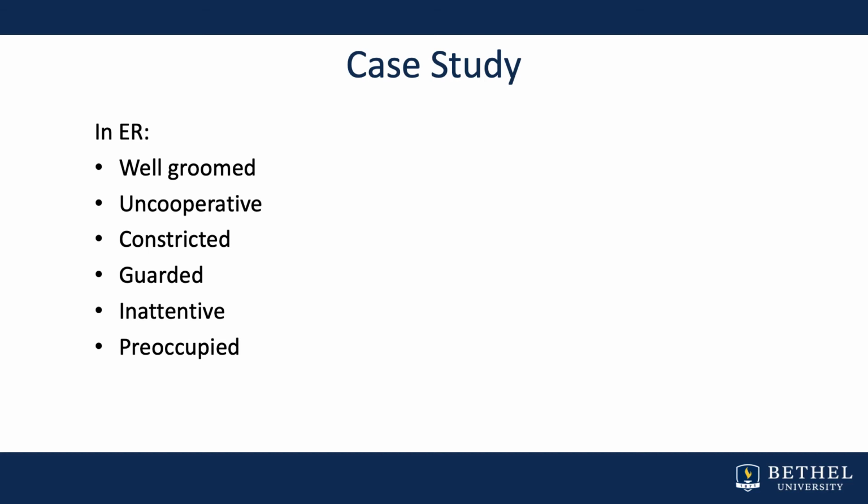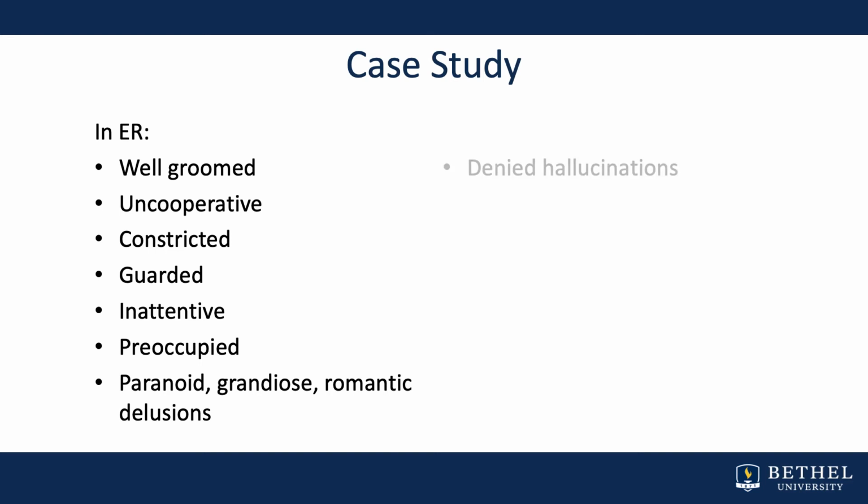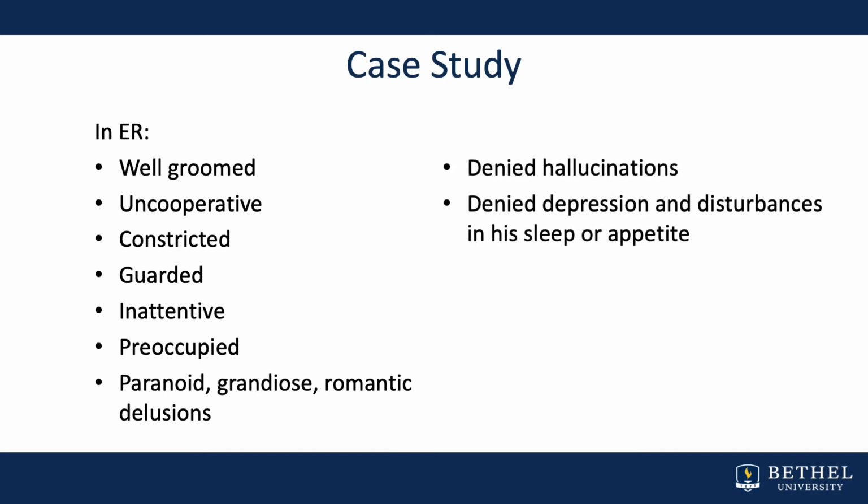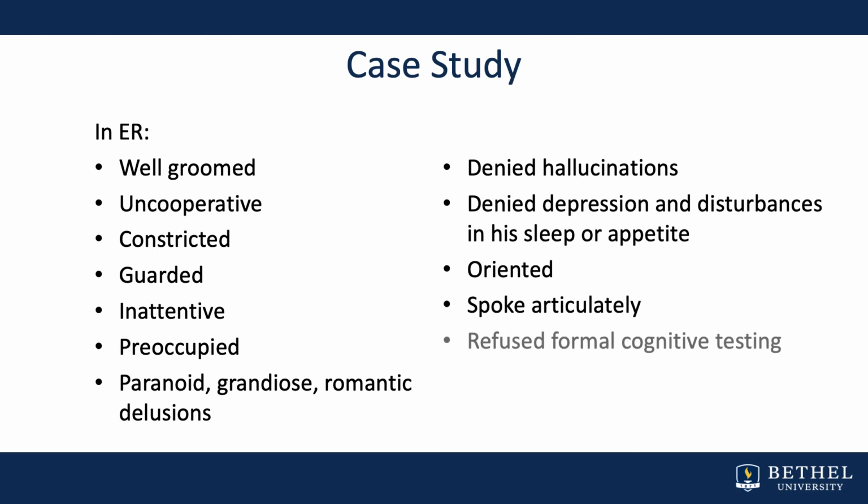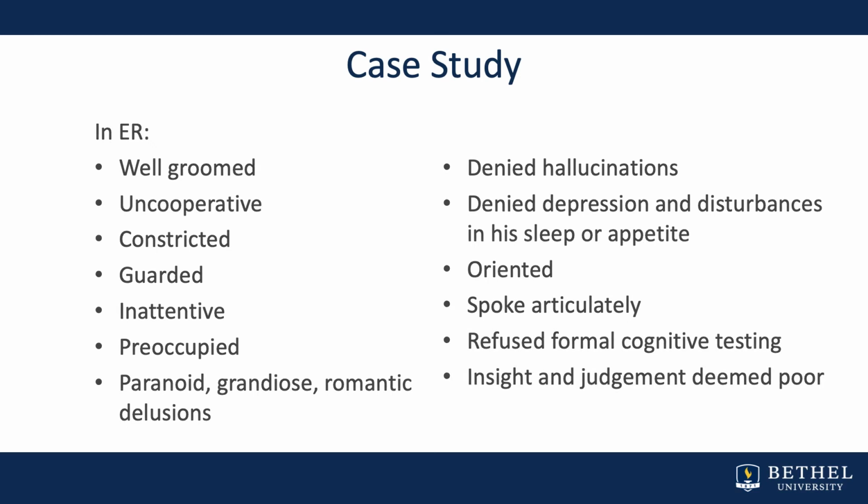He became enraged when the ER staff brought him dinner. He loudly insisted that all of the hospital's food was poisoned and that he would only drink a specific type of bottled water. He was noted to have paranoid, grandiose, and romantic delusions. He appeared to be internally preoccupied, although he denied hallucinations. Mr. Baker reported feeling bad, but denied depression and had no disturbance in his sleep or appetite. He was oriented and spoke articulately, but refused formal cognitive testing. His insight and judgment were deemed to be poor.